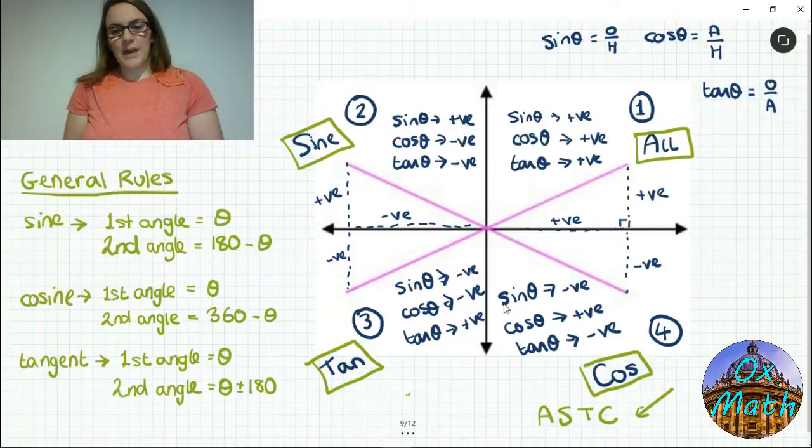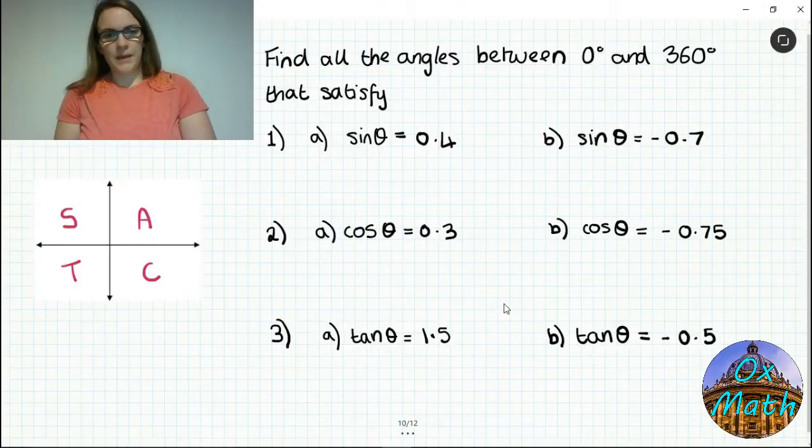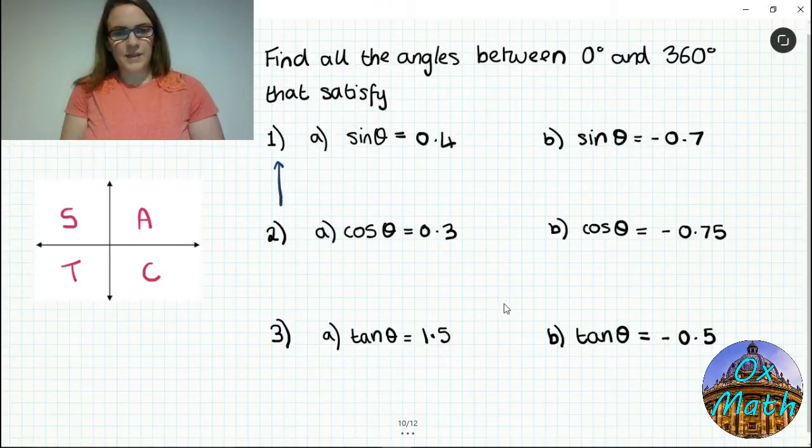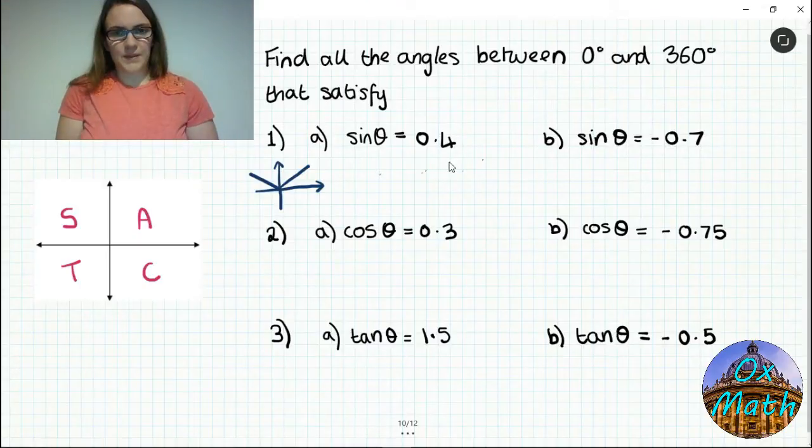But if you can remember that, then it will help you to find the second angle. Let's have a look at how. If we look at our first question, which is sine theta equals 0.4, this is positive. This means that our two angles are going to be in the all quadrant, where all of them are positive, and in our second quadrant, where just the sine is positive. So if we find our first angle by typing in sine minus 1 of 0.4, that will give us an angle of 23.6 degrees.